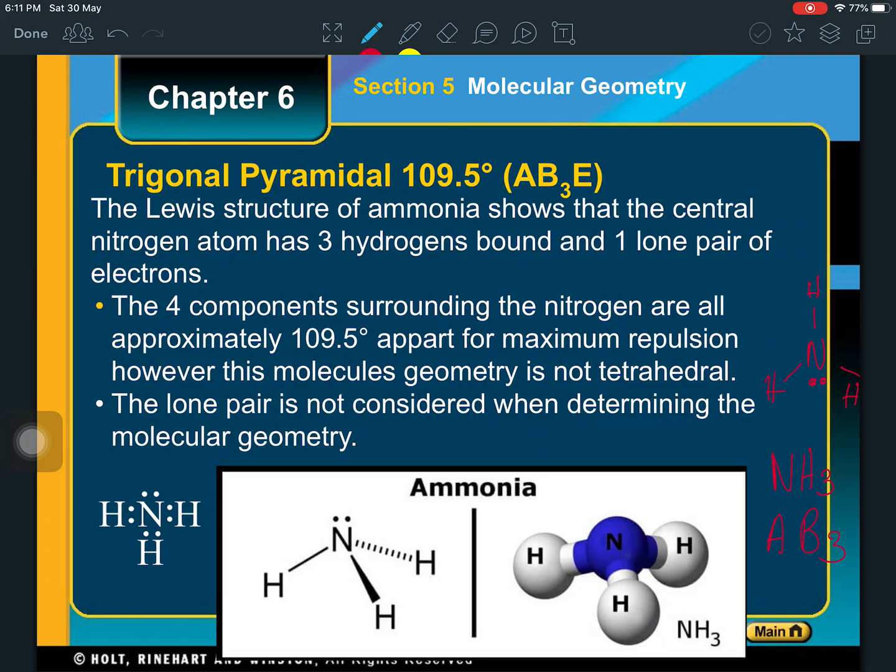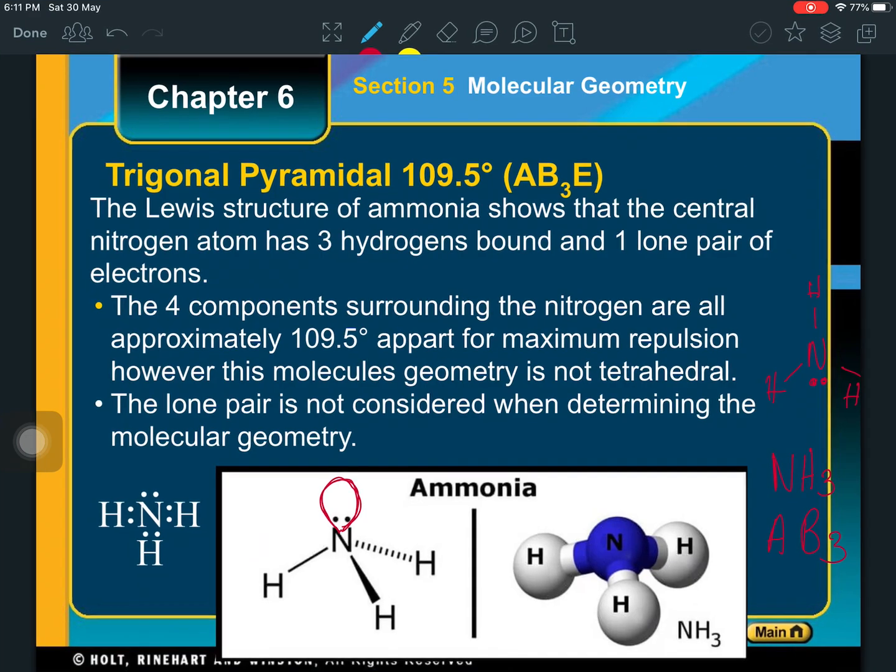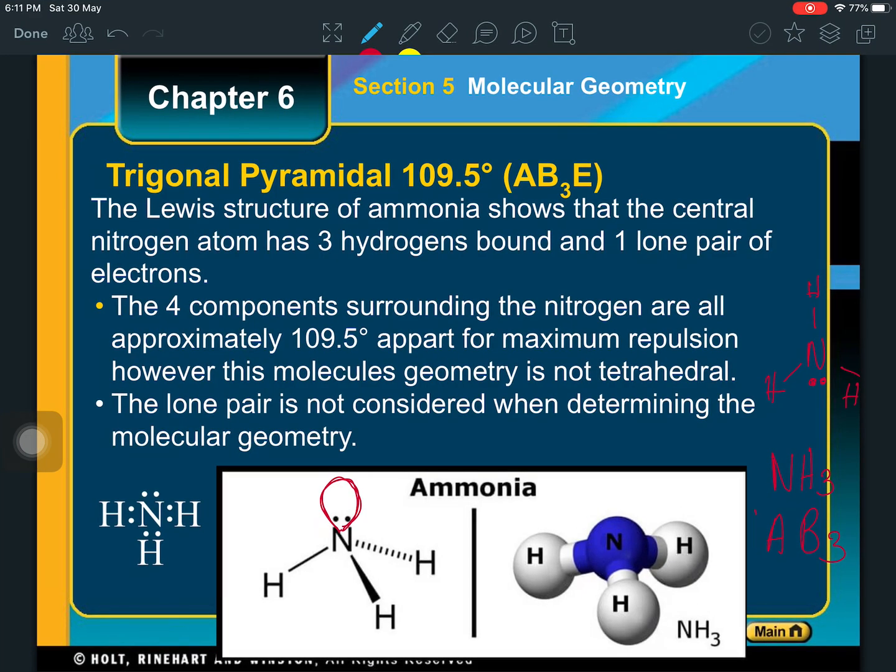And a lone pair actually counts as part of the molecule, and it actually takes an equal part when it comes to forming the molecular structure. So we have to basically say that this is just another part. So in reality, instead of saying AB3, this molecule would actually behave more like AB4, which means it would behave more like tetrahedral because there are 4 components, the lone pair and the 3 hydrogens.